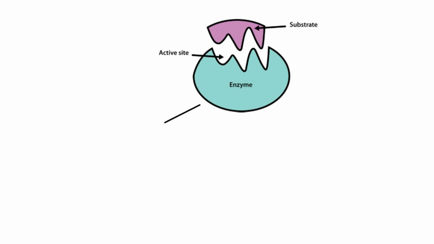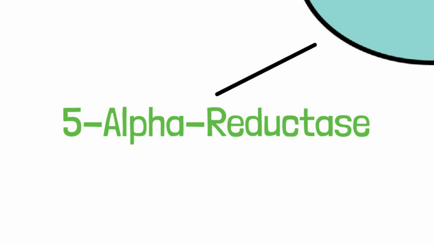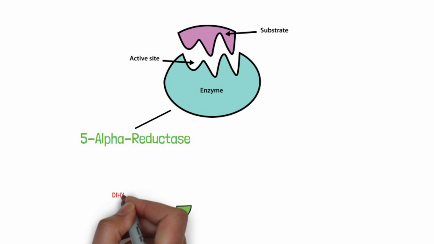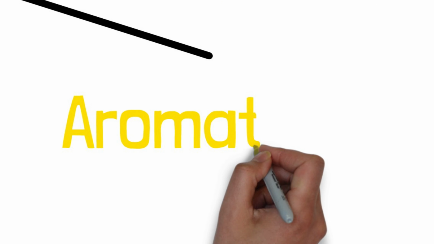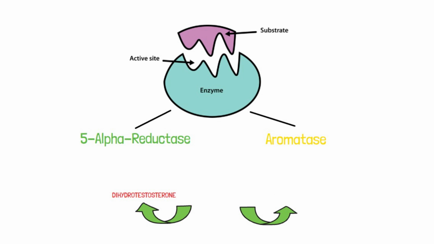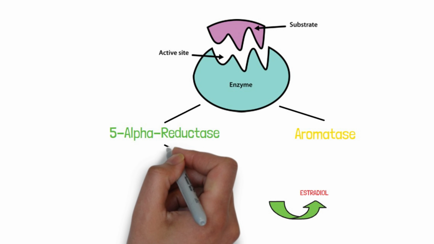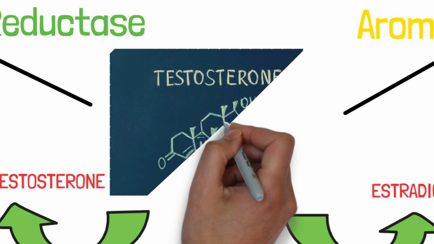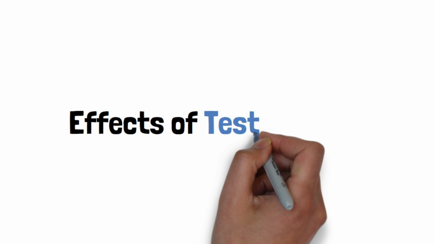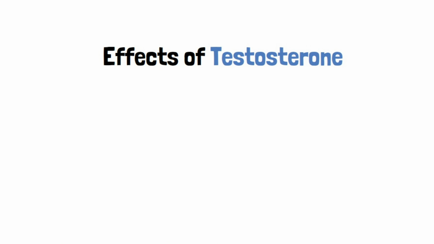Enzymes involved are 5-alpha reductase that converts testosterone into dihydrotestosterone, DHT, a more potent androgen with stronger biological effects. Aromatase, conversely, converts testosterone into estradiol, a form of estrogen, which is essential for various functions, including bone health and mood regulation. Now we'll talk about the effects of testosterone on the body.